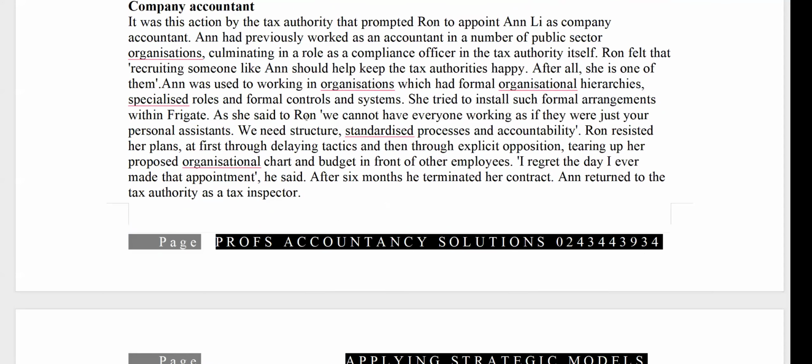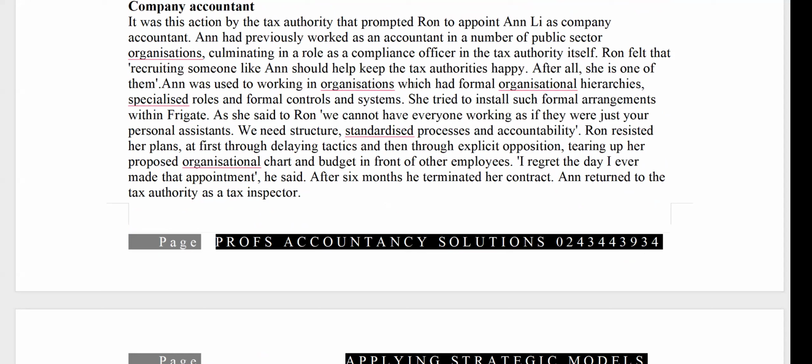Company accountant. It was this action by the tax authority that prompted Ron to appoint Anne Lee as the company accountant. Anne had previously worked as an accountant in a number of public sector organizations, culminating in a role as a compliance officer in the tax authority itself. Ron felt that recruiting someone like Anne should help keep the tax authorities happy. After all, she is one of them.